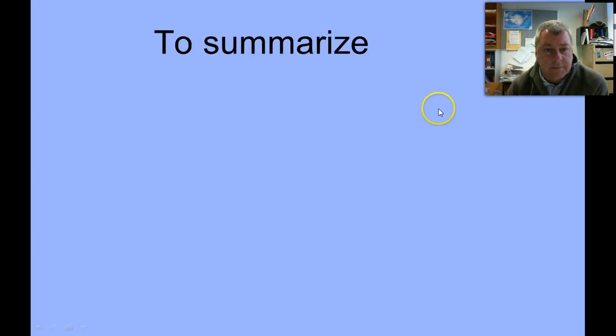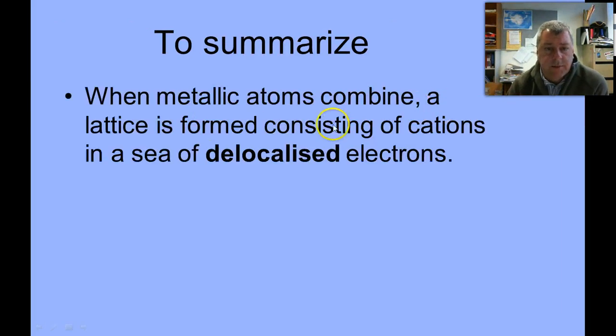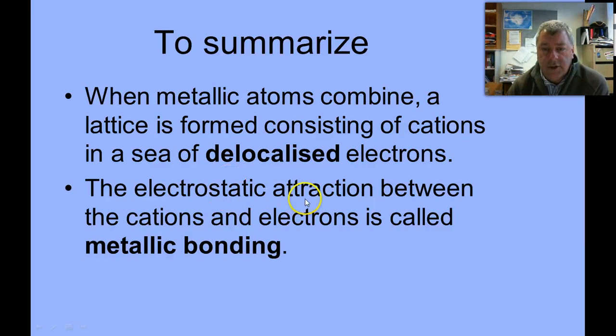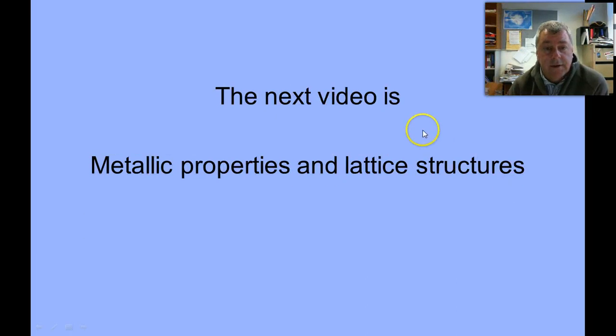So to summarize, when metal atoms combine, a lattice is formed consisting of cations in a sea of delocalized electrons. And it's the electrostatic attraction between the cations and the electrons that is the metallic bond. Now the next video we'll be looking at the metallic properties and what they are and how we explain them and relate them to the lattice structures.